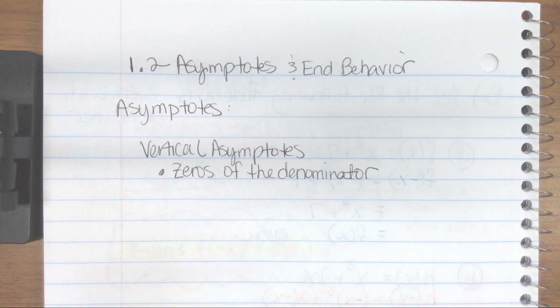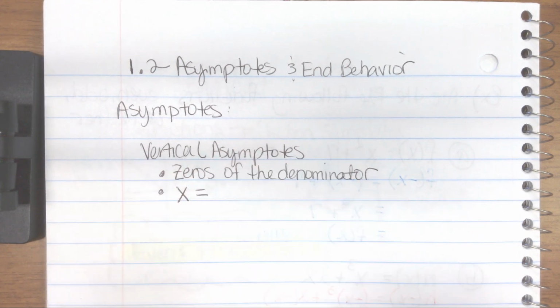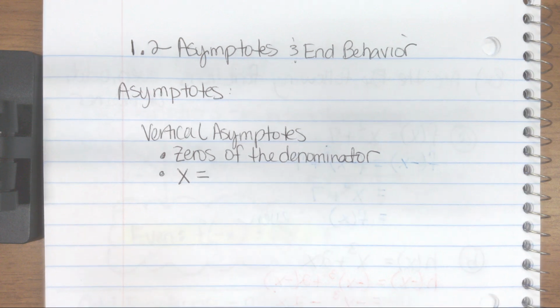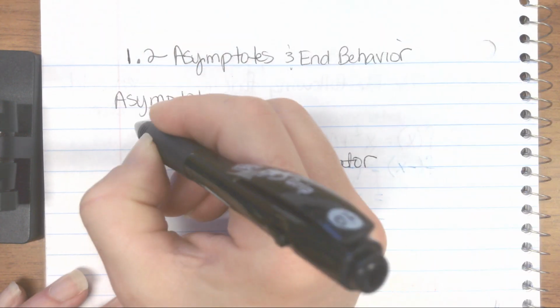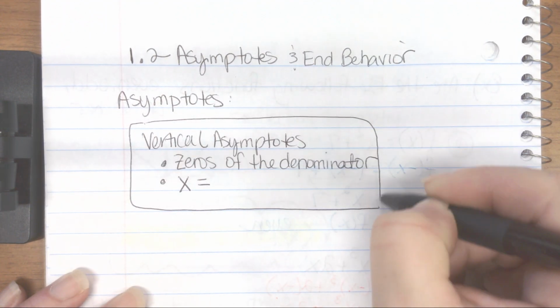Okay, so they're the zeros of the denominator. The way that I would like you to write the asymptote is as a vertical line in the form x equals. I know the function is undefined there, but we're pretending, what would that vertical line be? So x equals would be the form for that. So that's vertical asymptotes.